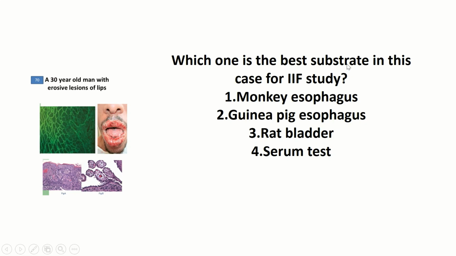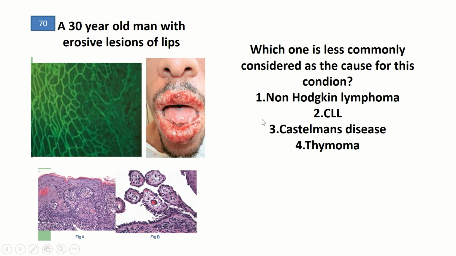Which one is the best substrate in this case for IIF study? As you know, rat bladder is the best substrate for paraneoplastic pemphigus. And which one is less commonly considered as the cause for this condition? You know that the most common cause is non-Hodgkin lymphoma, then CLL, then Castleman, and the answer here is thymoma.